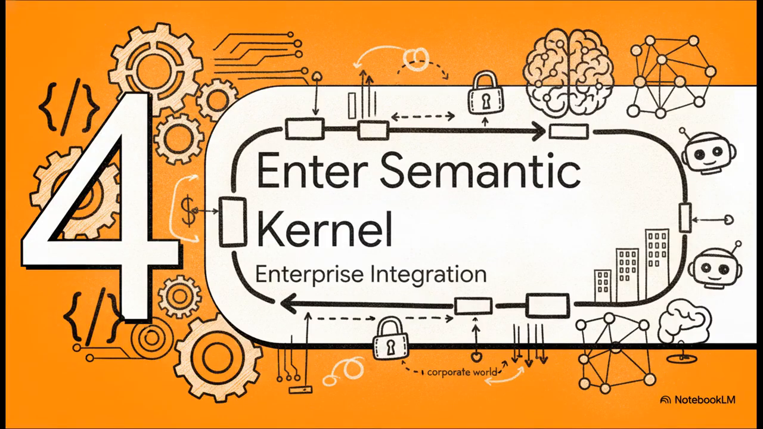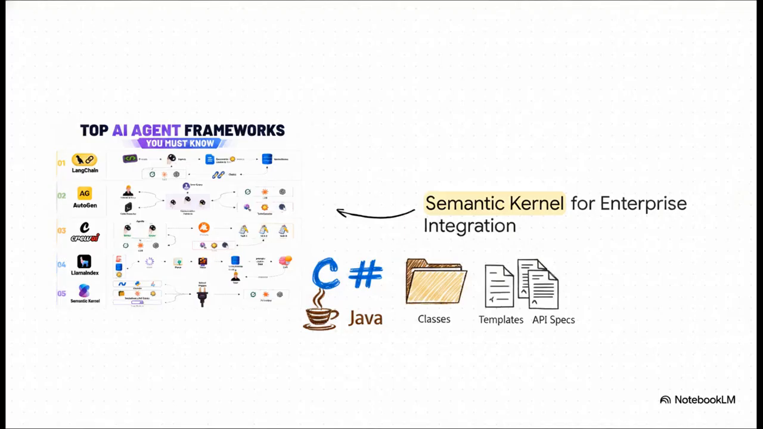Moving into Section 4, enter Semantic Kernel and enterprise integration. Let's drop down to row 05 and see how this builds on everything we've just learned. Notice that the icons here are very different from the rest of the board. You've got traditional programming language logos, like the blue C for C# and the coffee cup for Java. You see folders labeled classes and documents for templates and API specs. Semantic Kernel is actually built by Microsoft, and it's specifically designed for enterprise developers who want to integrate AI into massive existing codebases. It quite literally speaks the language of traditional software engineering.